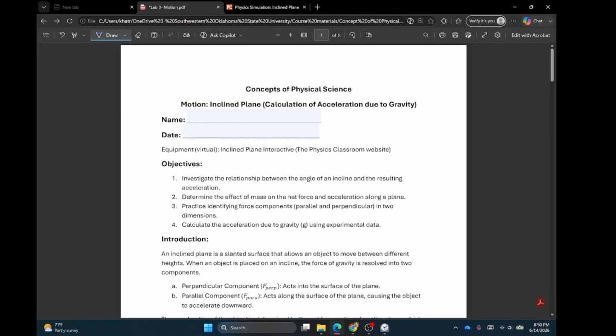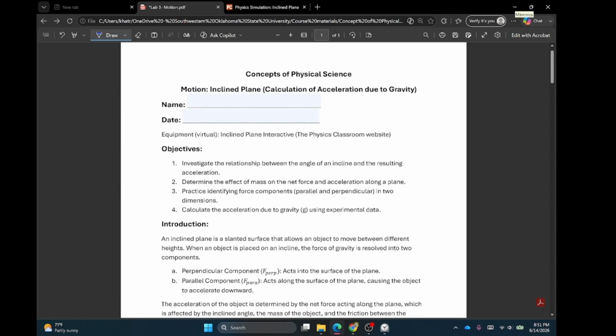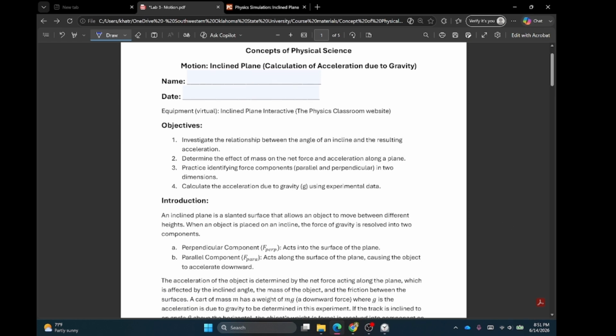Our next lab is motion in an inclined plane, and the final goal of this lab is to calculate acceleration due to gravity using experimental data. An inclined plane is a mechanical tool that allows an object to move between different heights.